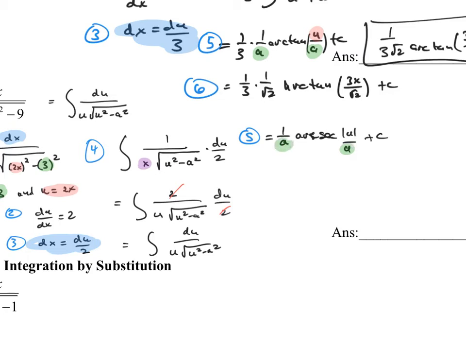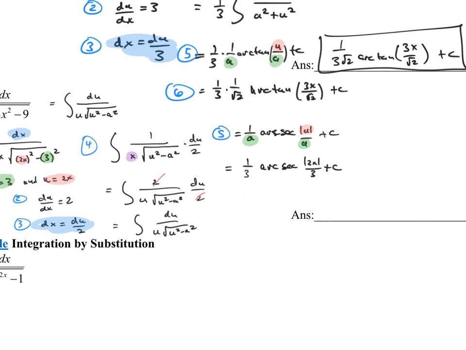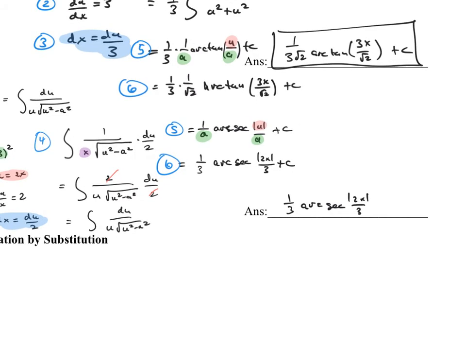We have to back substitute for a, and we also have to back substitute for u. So in this case, what would we have? 1 over a was 3, so that would be 1/3. And then we'd have the arc secant of the absolute value of u. Well, u was 2x, so this would be the absolute value of 2x all over a, which again was 3. And then we have our plus c in that case. So, that was step 6, back substituting. Okay, so what I'm ending up with is 1/3 arc secant of the absolute value of 2x over 3 plus c. And there it is right there.